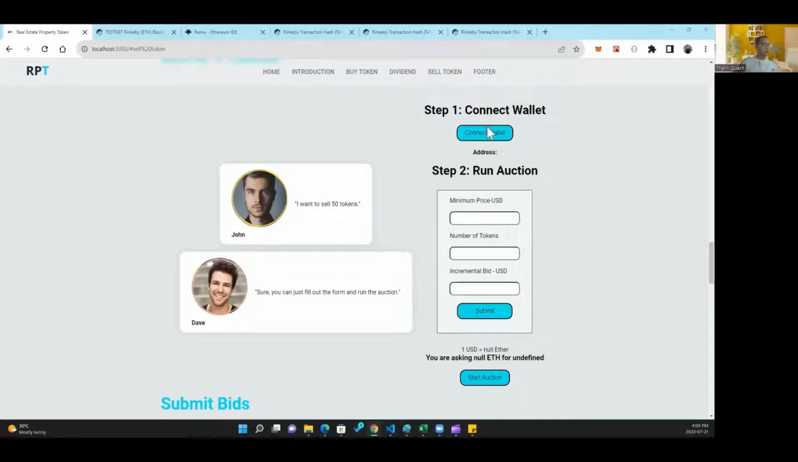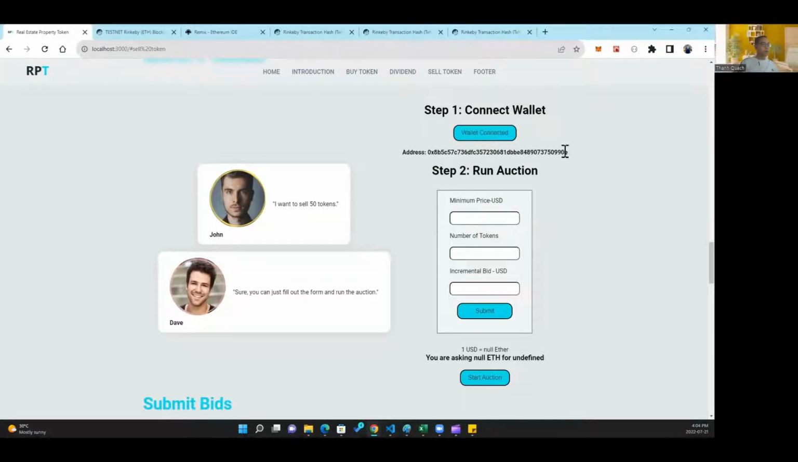So the first step is to connect the wallet. Let's make sure this is John, 990E. The minimum price he wants to sell at is $6. Number of tokens, 50. Incremental bid, let's say $1. And he hits submit. This is the price feed from Chainlink oracles, which gives the exchange rate. So basically, John is asking 0.19 Ether for 50 tokens.